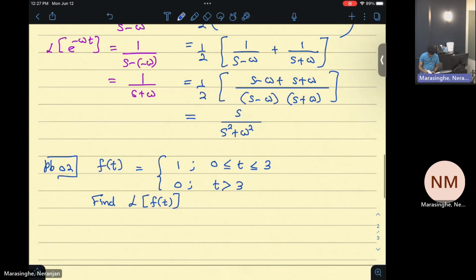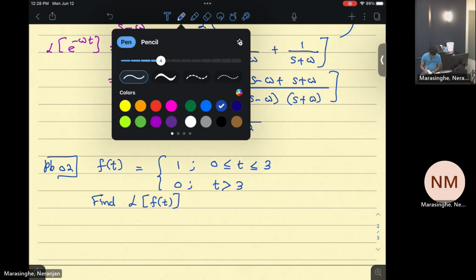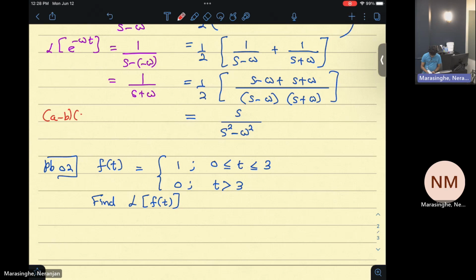Oh, I made a small mistake here. This should be s square minus omega square, that is s minus omega times s plus omega, because we know that a minus b times a plus b is equal to a square minus b square. Try to find the Laplace transform of this function.